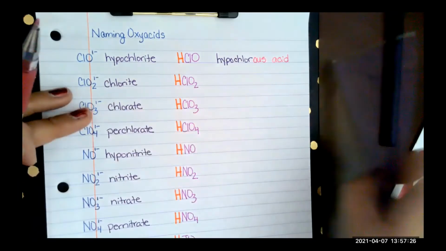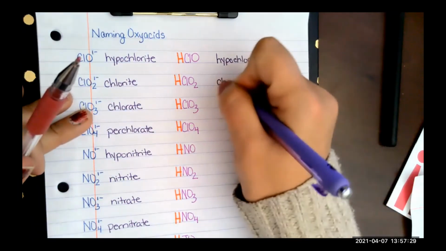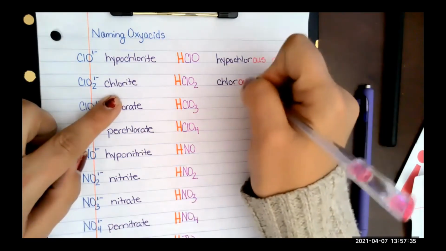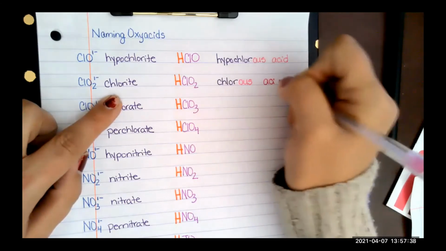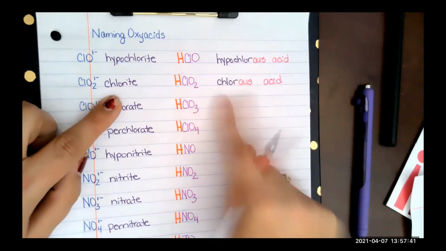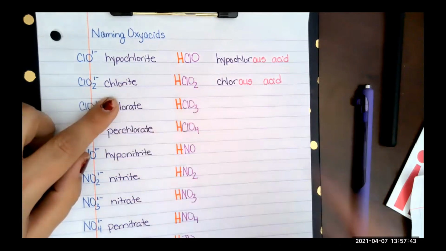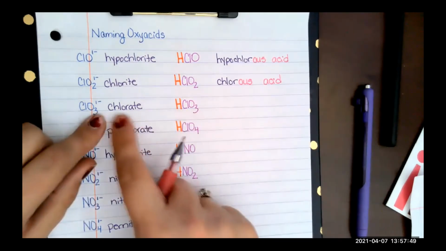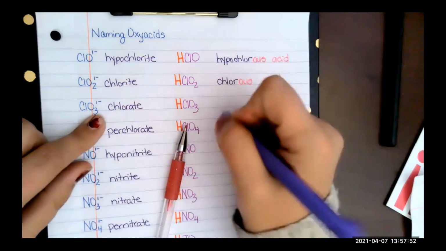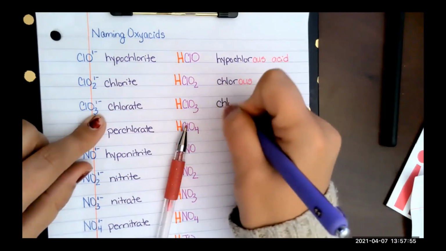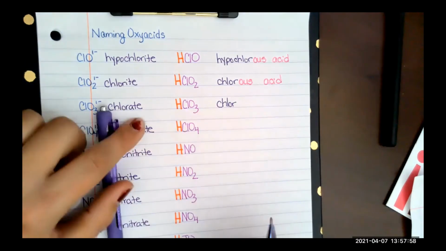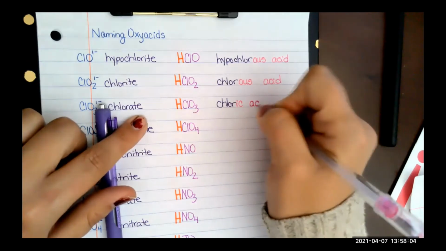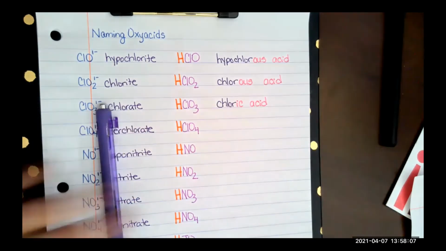So chlorite, you write everything up to the ite, so it's C-H-L-O-R, and then you write us, O-U-S, and then you write the word acid. So chlorous acid is chlorite with a hydrogen. So for chlorate or HClO3, you write everything up to the ate, so it's chlor, C-H-L-O-R, and then you take off the ate and you add an ic, so it's chloric acid. So you're just swapping endings.